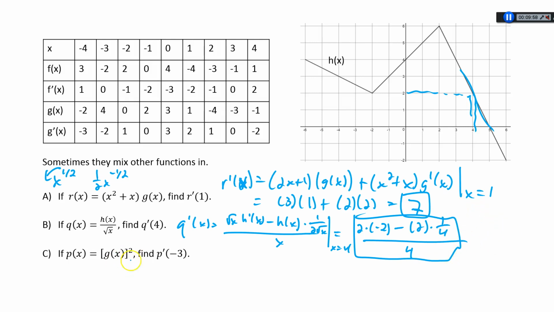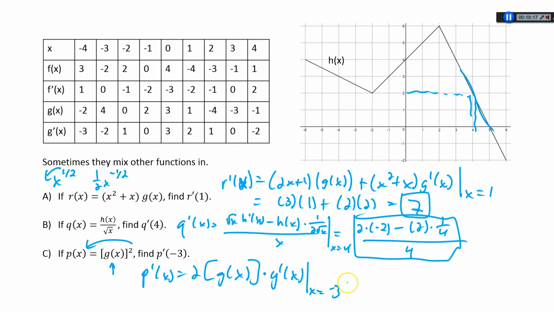Next up, we've got a function squared. Ooh, that's a baby function. This is chain rule. So p prime of x is going to be the 2 comes to the front, leave the inside function alone. So 2g of x to the first power, technically, but we don't have to write that, multiplied by g prime of x, evaluated at x equals -3.